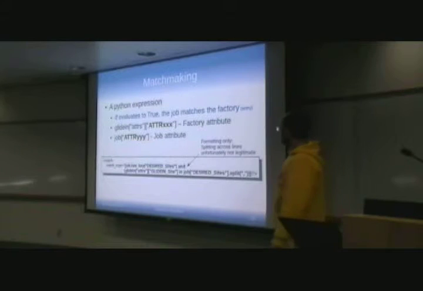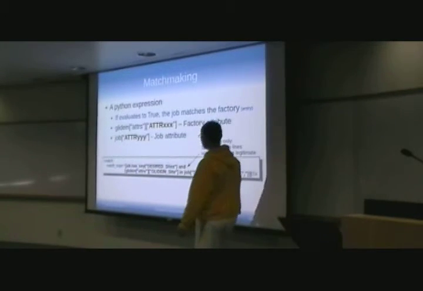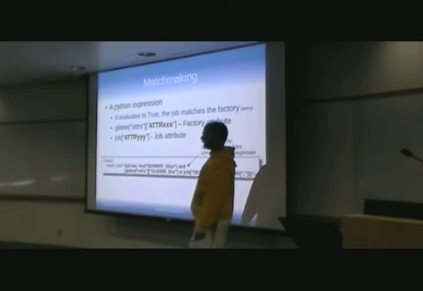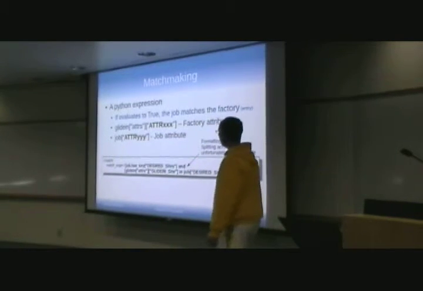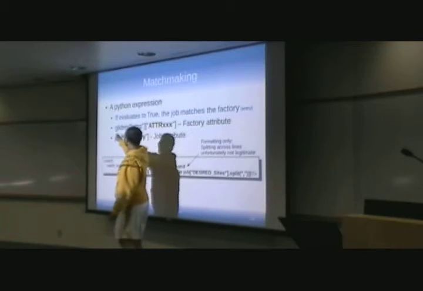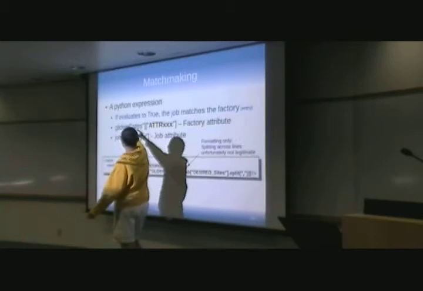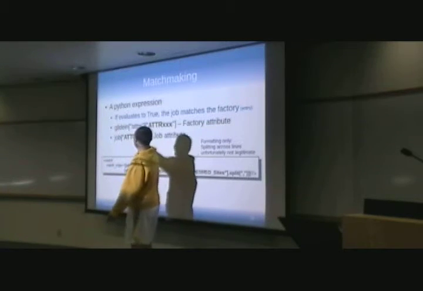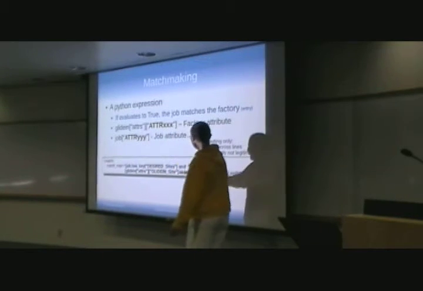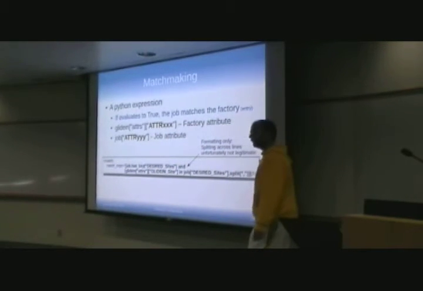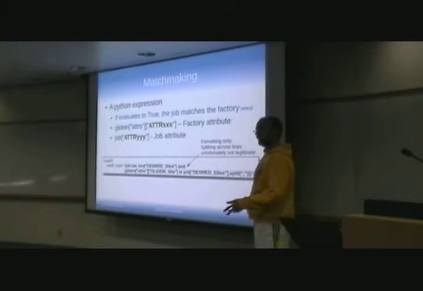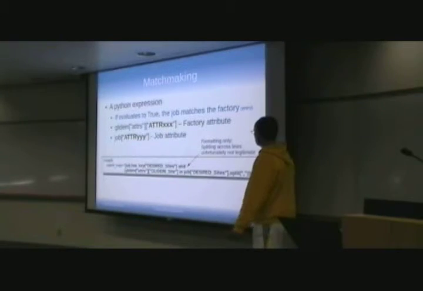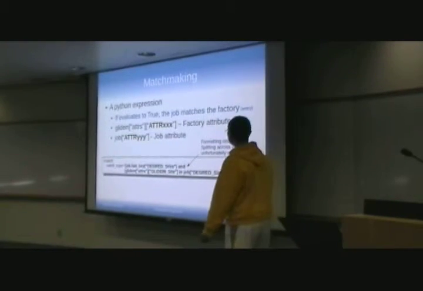And then you have to actually write your match expression. And this is a Python expression. And the factory attributes have this syntax, essentially glidein attributes, and then the name of the attribute. And the job attributes are just job and the name of the job attribute. And then it's an arbitrary Python expression that evaluates. If it evaluates to true, it matches. If it evaluates to false, it doesn't. It must be only one line. It will not be nicely formatted.